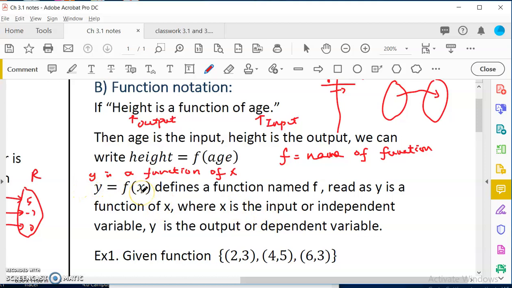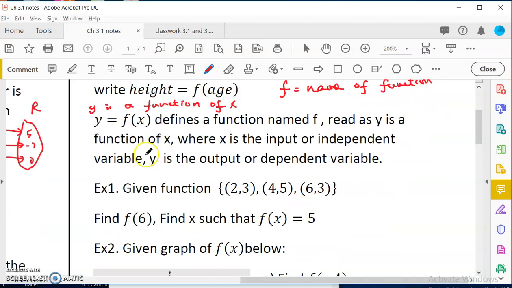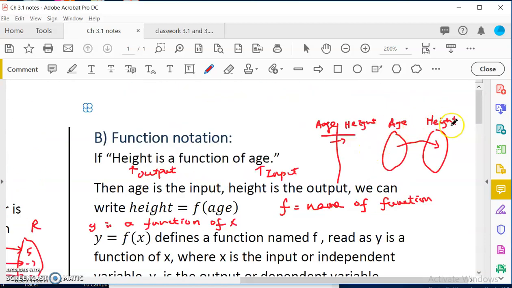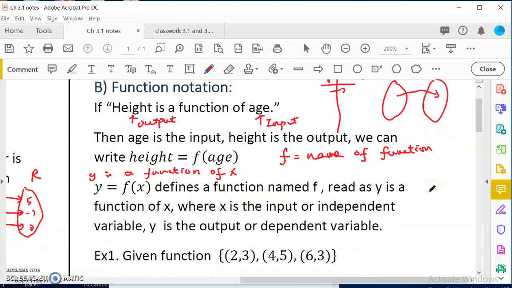X is the independent variable. You can choose whatever you want, but then y depends on x, so y is the output. So y and f of x can be used interchangeably. Instead of calling these x and y, you can call the input h and the output f of h. Instead of y, you can also call it f of x if the mapping name is f.